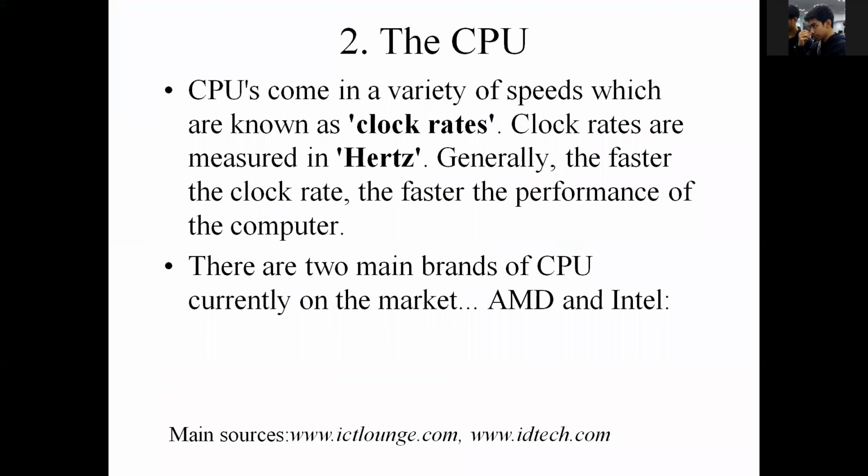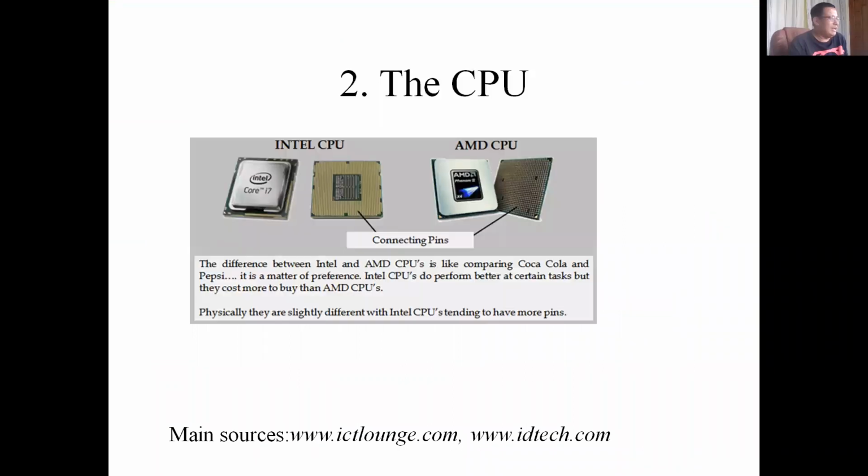So there are two main brands now, AMD and Intel. This is how a CPU looks like. There's an Intel CPU on the left and an AMD CPU on the right. You will know that by getting the hardware properties in Windows.